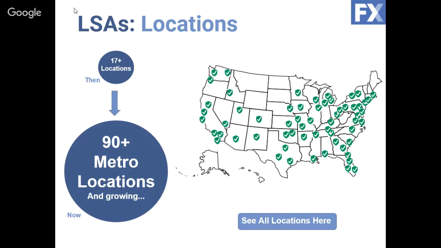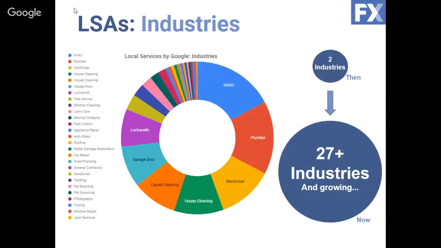And the other important note here is that in 12 months, they've gone from 17 to 90 plus locations. If it's not already available in your area, it's going to be at your doorstep. Google has put a lot of priority into this program, into this lead generation. So if it's not already in your area, it soon will be. It's an important thing to keep an eye on.